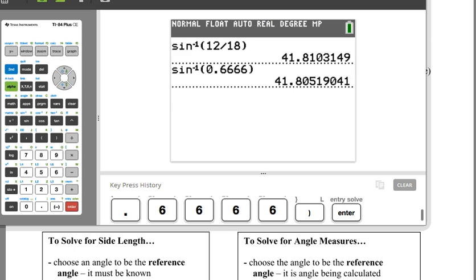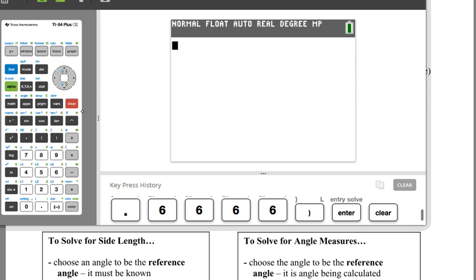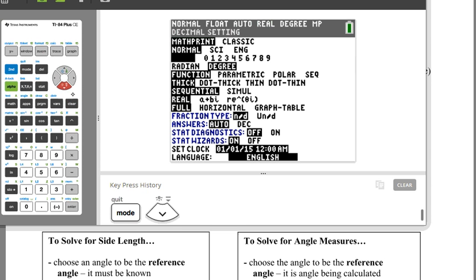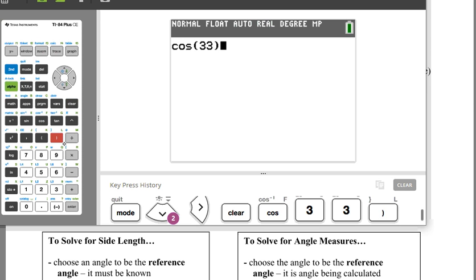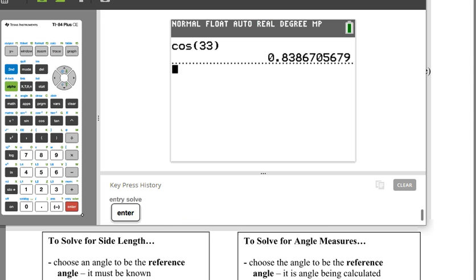So if I pull my calculator up, I clear it. I'm going to quickly go to mode. Look at that. I see the degree is highlighted. Perfect. That's what we want. So now I want cosine of 33. Get in the habit. Make sure you close that bracket. And we want 4 decimal places.